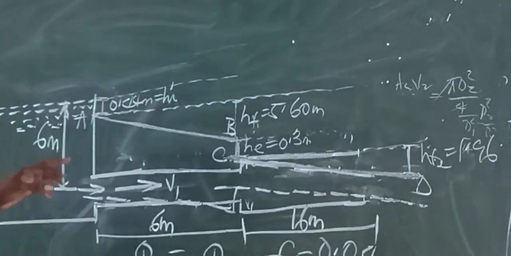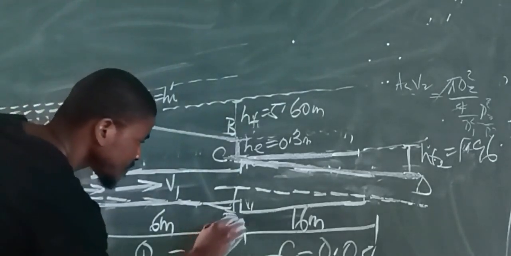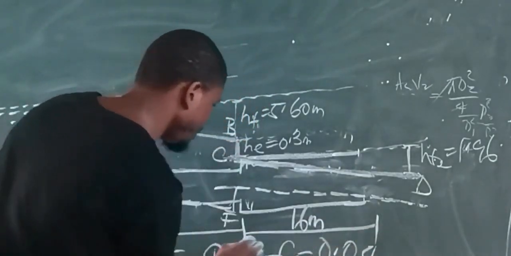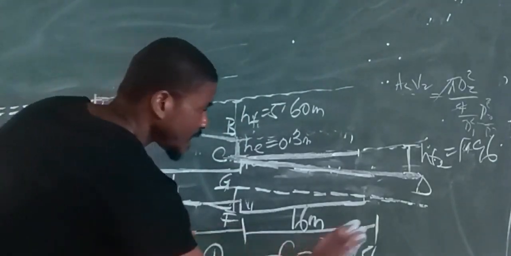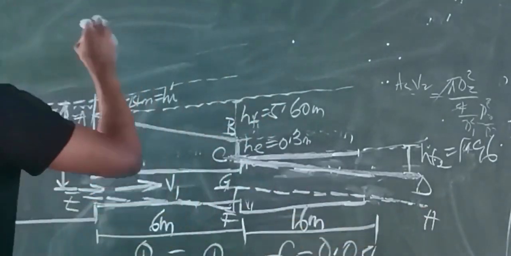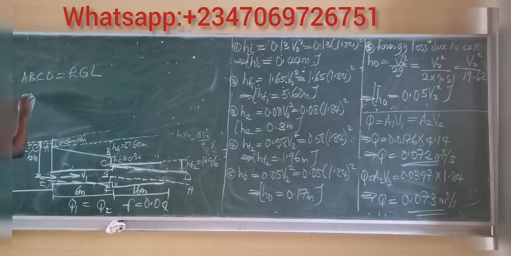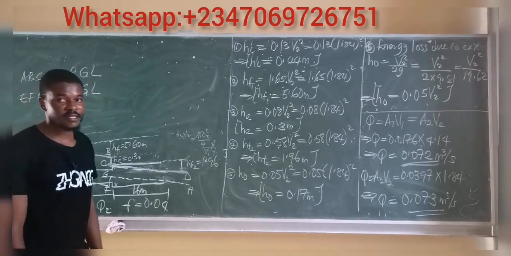So you can scale this, or you can label this. This is A to D. You can label this E, F, G, and H. So line E, F, G, H gives us the hydraulic gradient line. So that's how to draw the energy gradient line and the hydraulic gradient line.